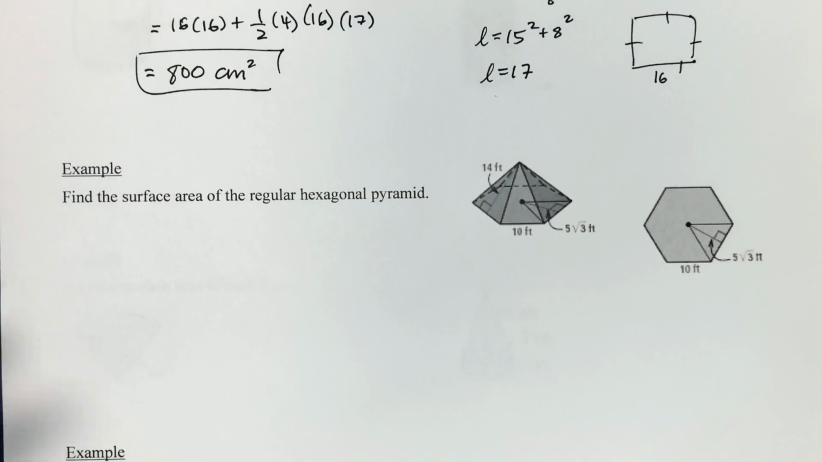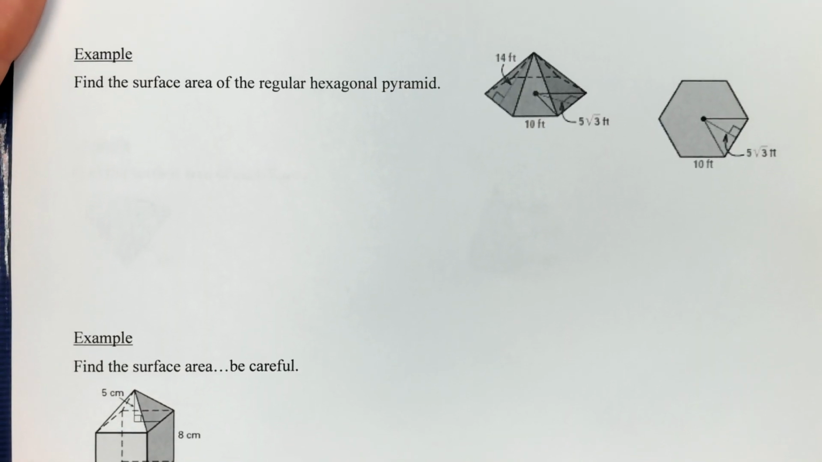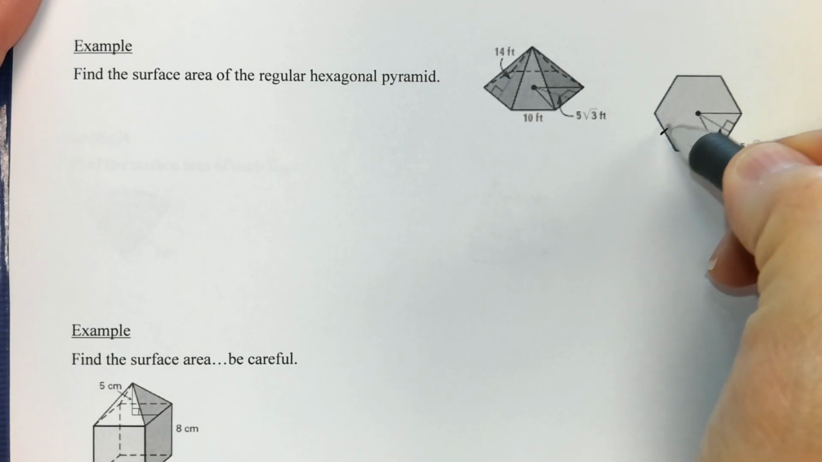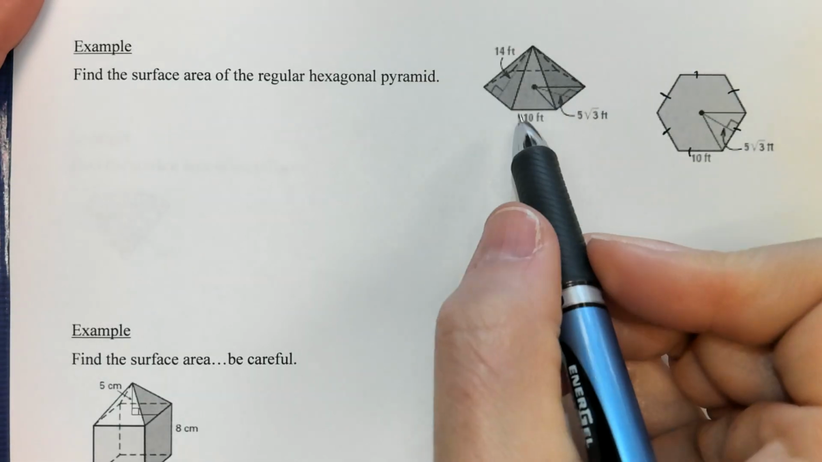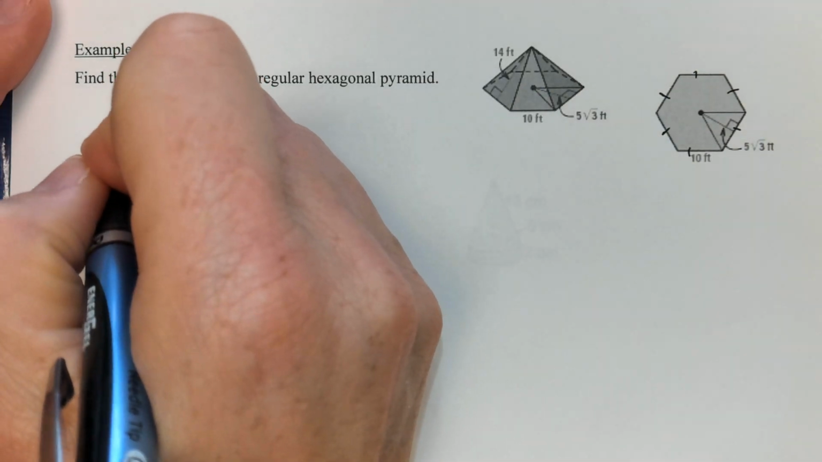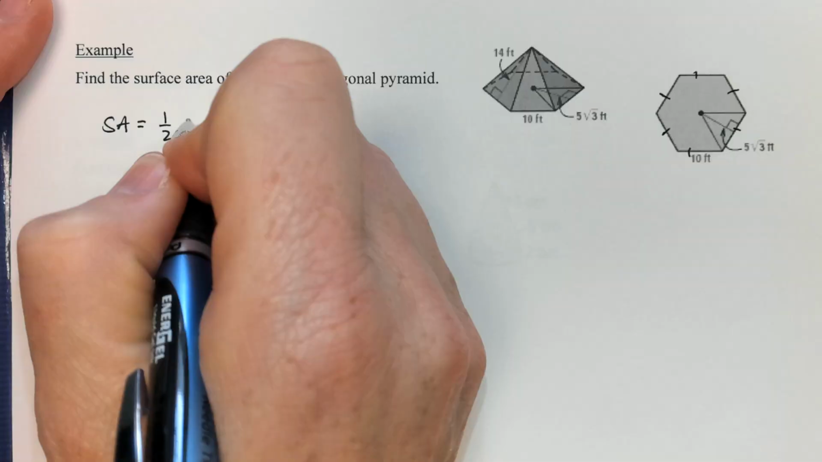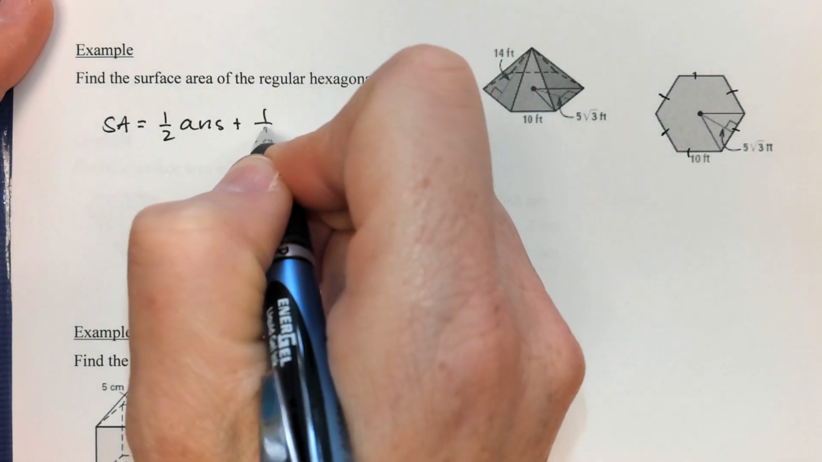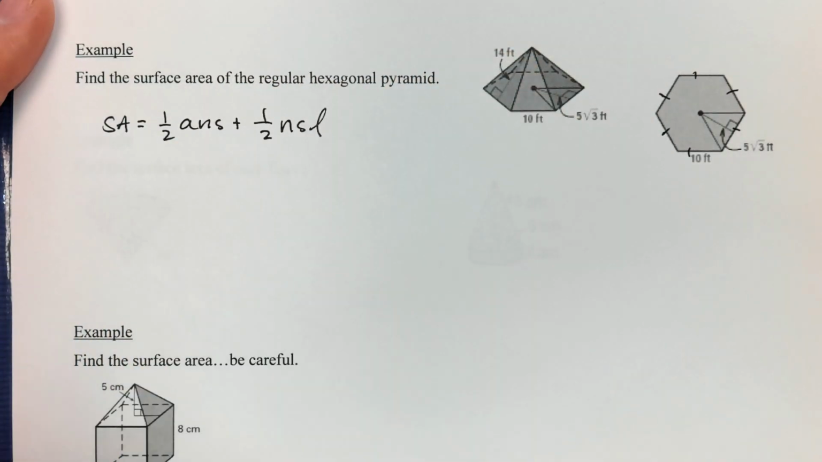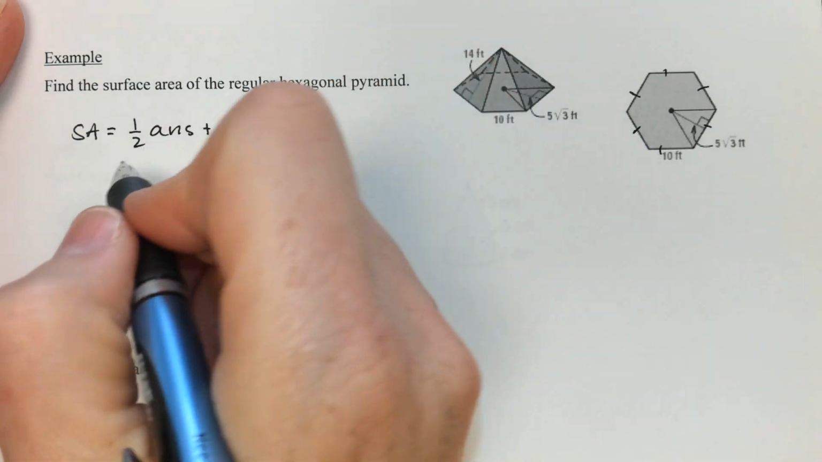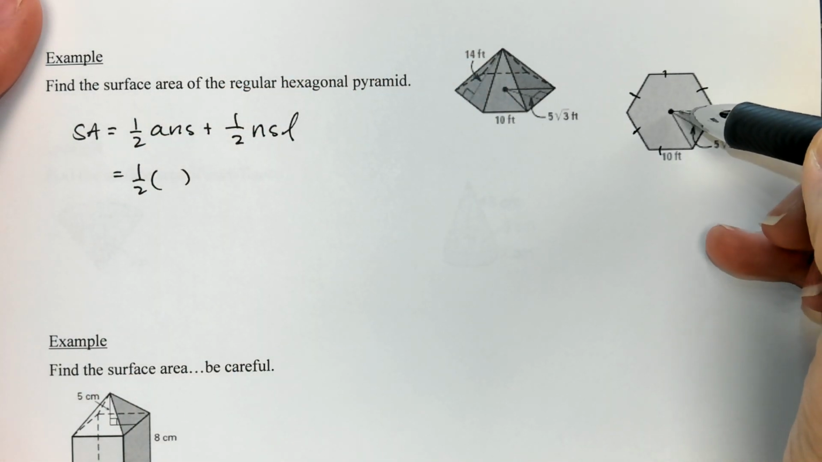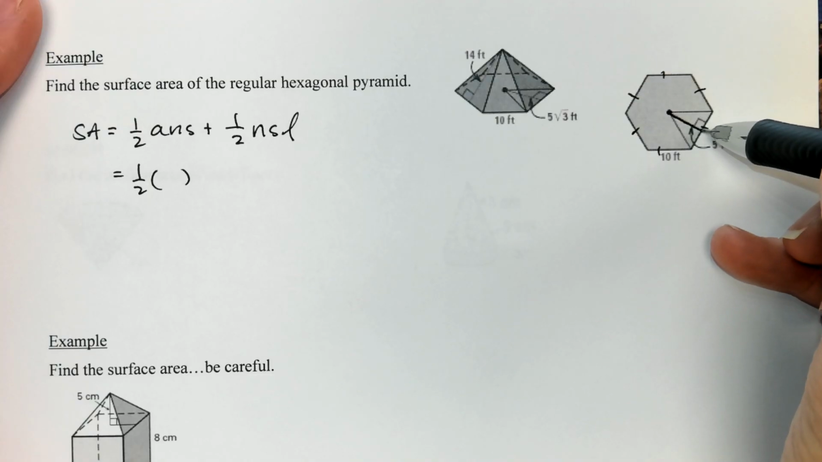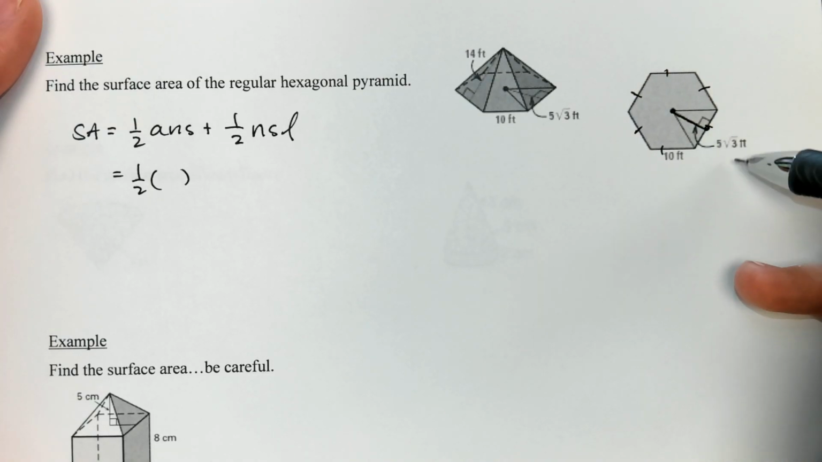Next up, they want to find the surface area of a regular hexagonal pyramid. So it just means on the bottom that all of the sides are the same. So they're all 10s on the bottom. So the surface area formula for this is going to be 1/2 ANS and then 1/2 NSL. So I'm just copying that right off my card. So first up is 1/2 apothem. I'm looking for the segment that goes from the center to the middle of the side. And they're telling me that's 5√3.